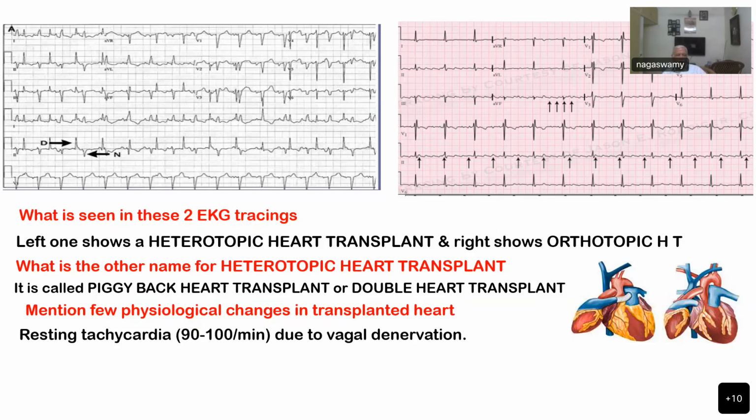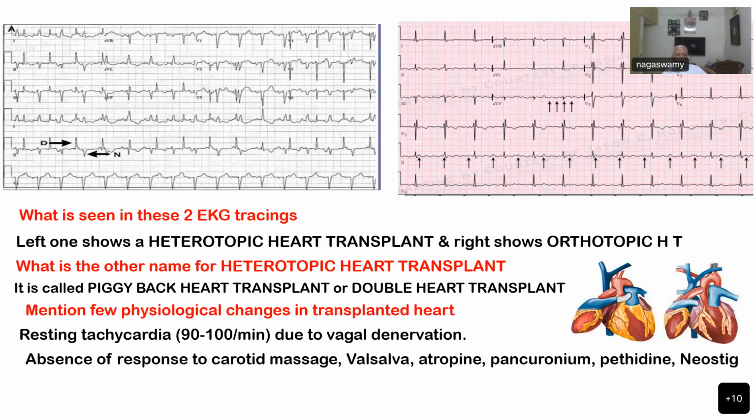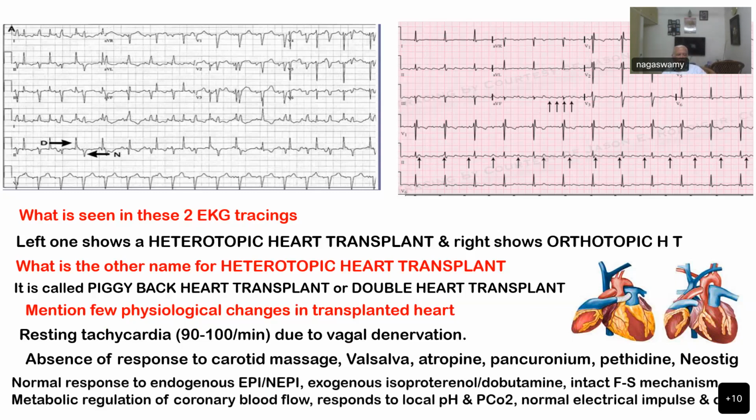That is the first point. Any other points you know? Absence of response to carotid massage, because all the maneuvers that you do based on the vagus will not work here. So absence of response to carotid massage, Valsalva, or atropine, pancuronium, pethidine, neostigmine. All these drugs won't have their normal effects. And the last is normal response to endogenous epinephrine and norepinephrine, and drugs like isoproterenol, dopamine will have the effect on the heart.